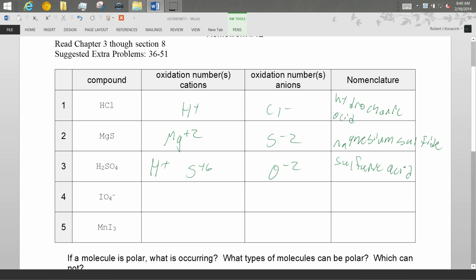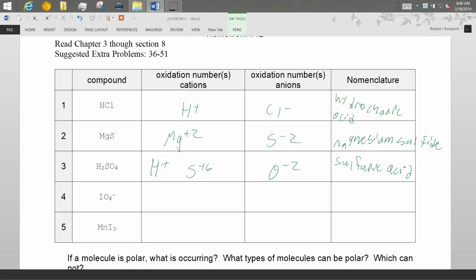Sulfuric acid? Why is it sulfuric acid? There's a hydrogen in the front, so that's acid. There's an oxygen in it, so we don't say hydro like we said with the hydrochloric. One more piece. Why is it sulfuric acid? Because it's the polyatomic ion sulfate, so it ends in ate, so then we change it to ic.